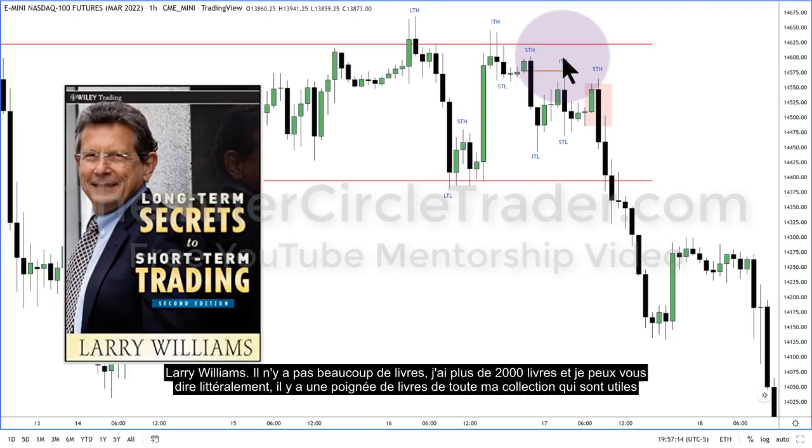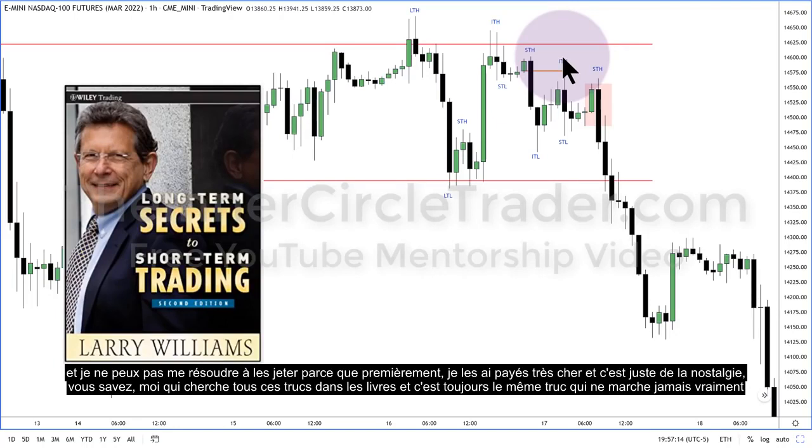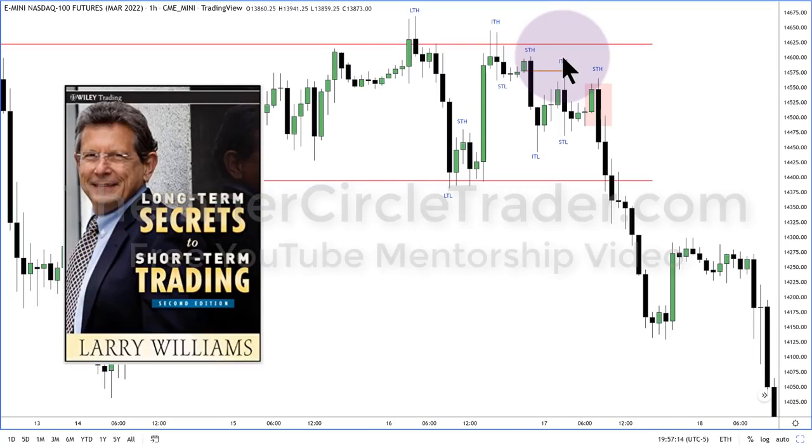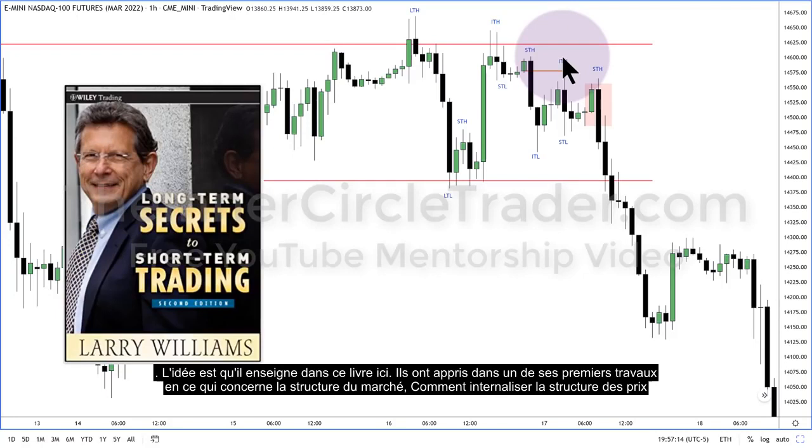There's not a lot of books. I have over 2,000 some books, and I can tell you literally there's a handful of books out of all my collection that are useful. And I can't bring myself to throw them away because, number one, I paid a lot of money for them, and it's just nostalgia. Me chasing all that stuff in books, and it's just always the same stuff that never really works.